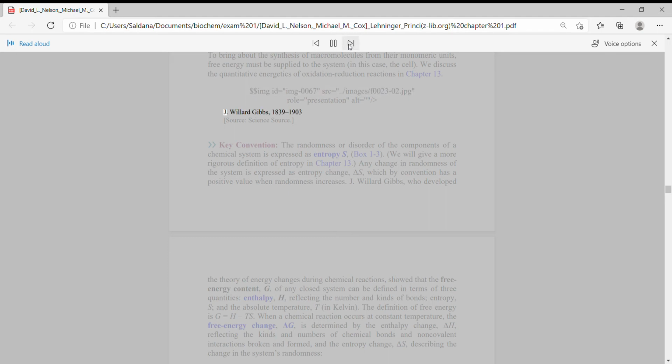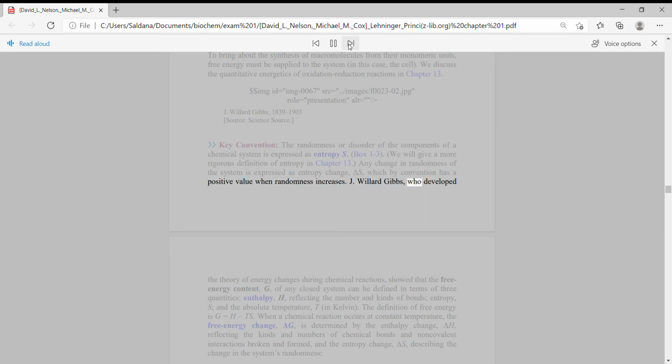Key convention: the randomness or disorder of the components of a chemical system is expressed as entropy, S, Box 1-3. We will give a more rigorous definition of entropy in Chapter 13. Any change in randomness of the system is expressed as entropy change, delta S, which by convention has a positive value when randomness increases.